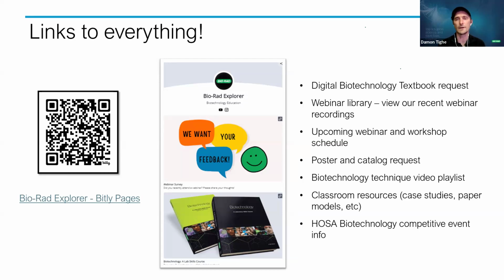That includes things like learning more about our biotechnology textbook. You can request a digital copy there to take a peek at. It's got our webinars, our upcoming workshops, and things like that. You can also request posters and catalogs from there. This is a nice resource if you don't have stuff on your walls yet related to biotech. Bio-Rad has some really wonderful posters you can get for free by going through this QR code, finding the posters link, adding the ones you want, and requesting them.